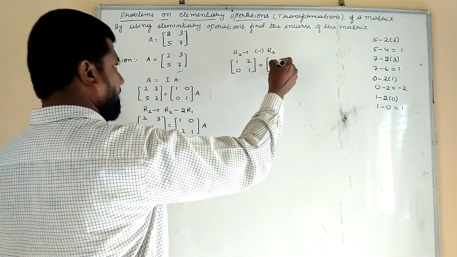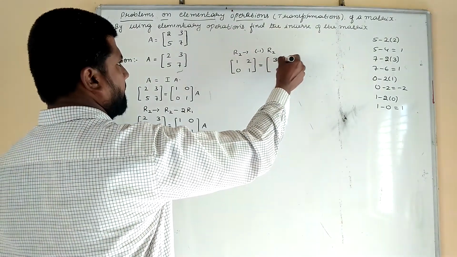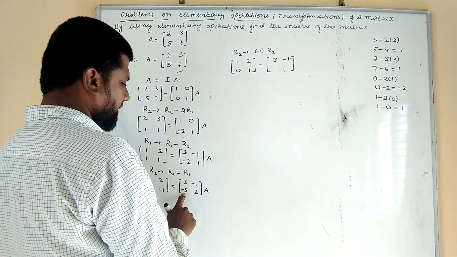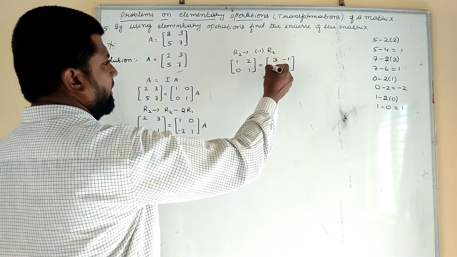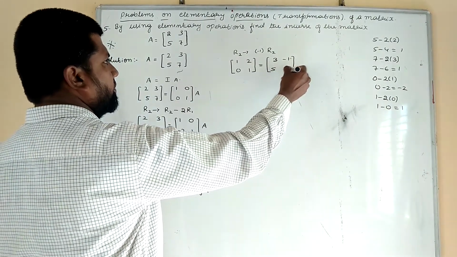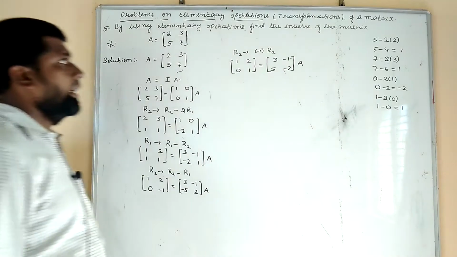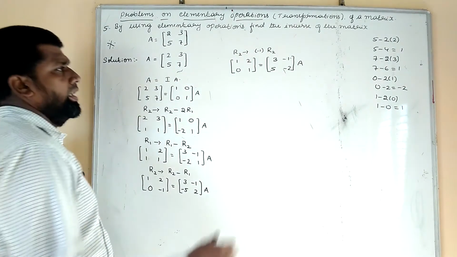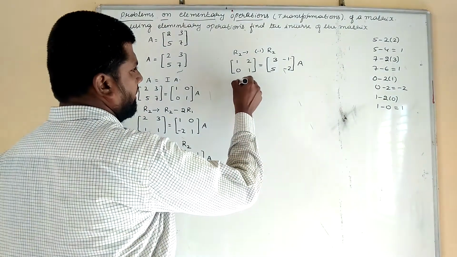Again, let us go for this matrix, 3 minus 1. You have to multiply with minus 1. If you multiply by minus 1, you are getting minus 1 into minus 5 is plus 5. Then minus 1 into 2 is minus 2. So we got the second row 0, 1. Now the first row should be changed.